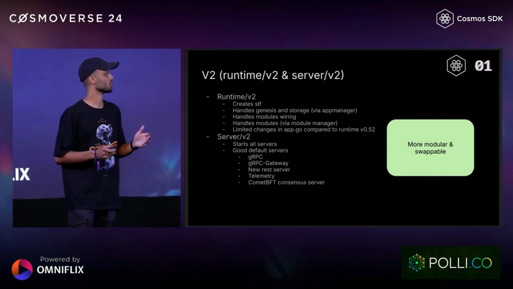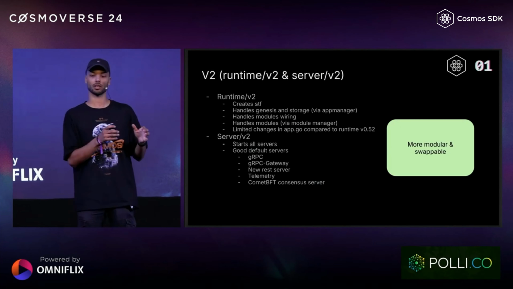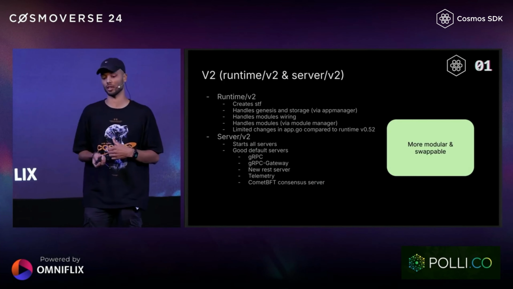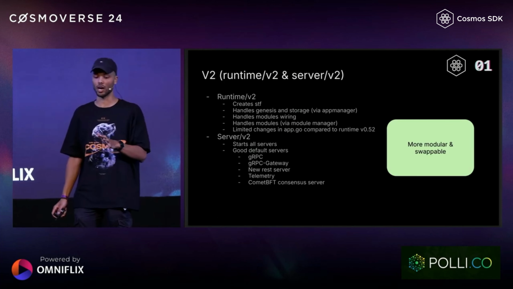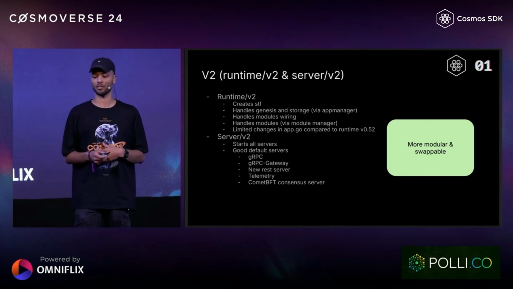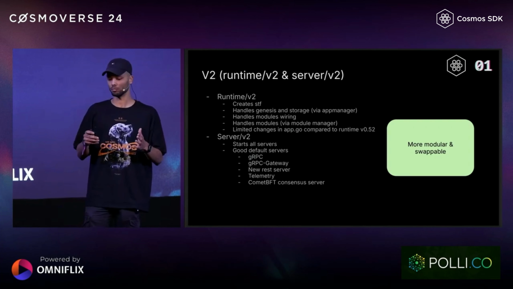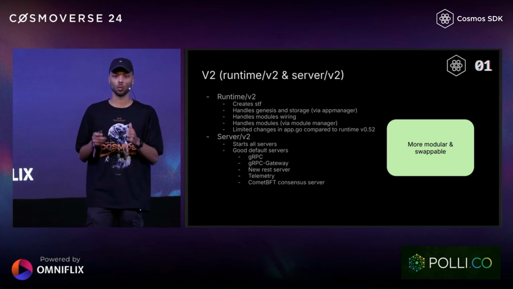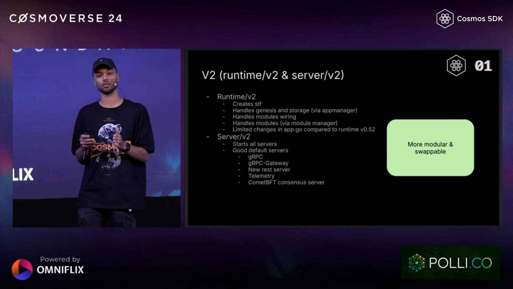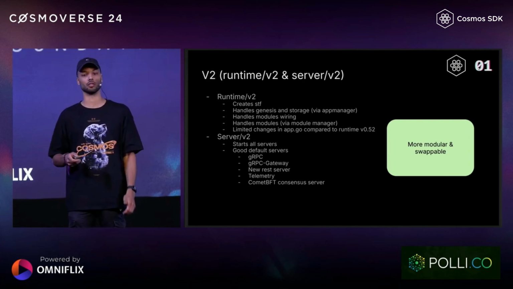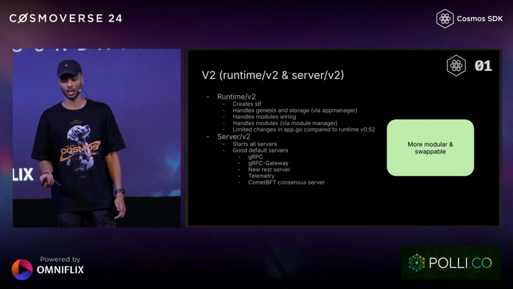We have then created runtime V2, which is basically the runtime that we had, but doing another kind of wrapping. Instead of wrapping baseapp, you write STF, and it now handles genesis and storage via the app manager, as STF is stateless. And the same thing changed. We made sure that when you have your app.go, your application, if you do the migration to V2, not too many things will change. We want to make it easier for chains to migrate to V2.